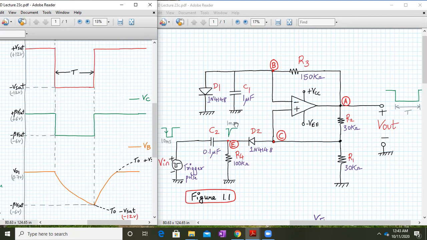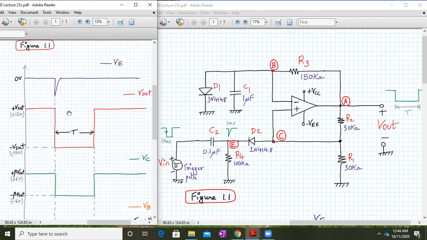It's called a negative spike, and this is fed to the diode, and this is going to the non-inverting terminal of the op amp. Now to the inverting terminal of the op amp we have R3, C1 and diode D1, and the output is obtained over here, Vout. So this is a monostable multivibrator. Basically, it will have one stable state, and the other state will be a quasi stable state.